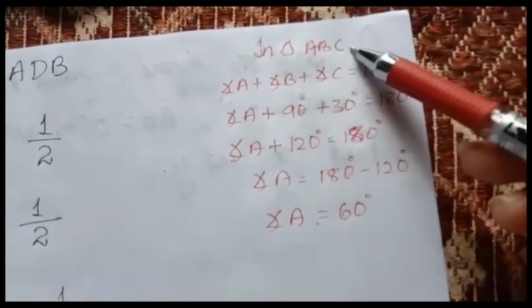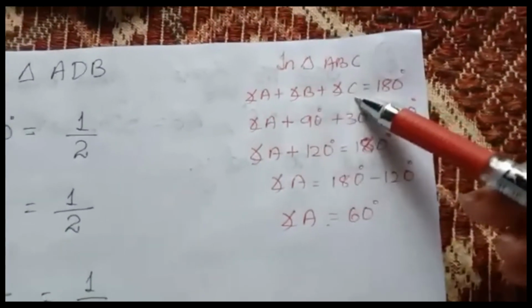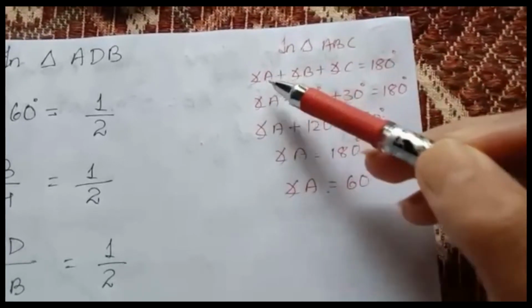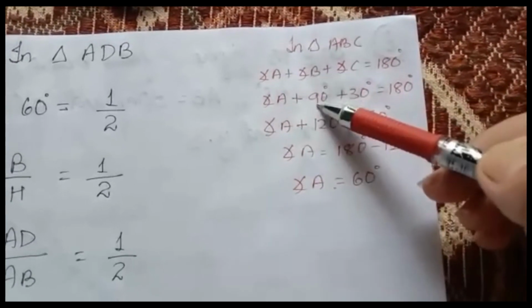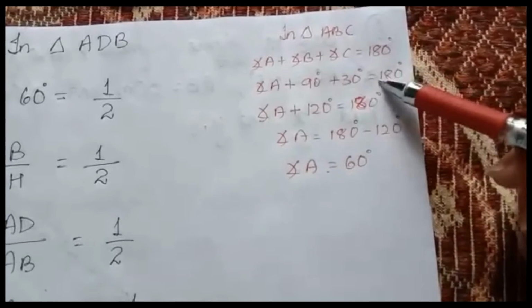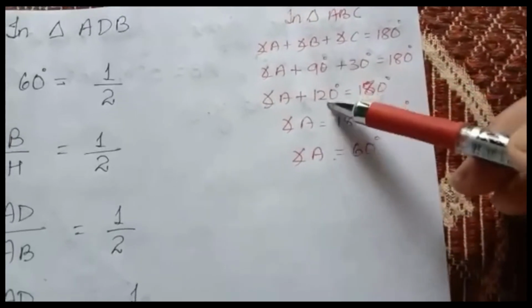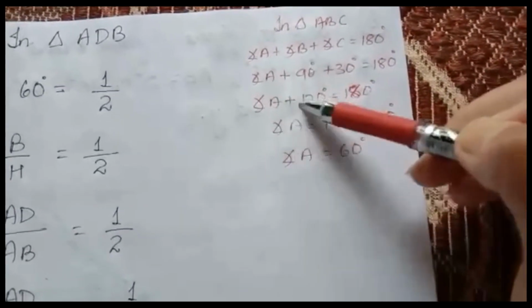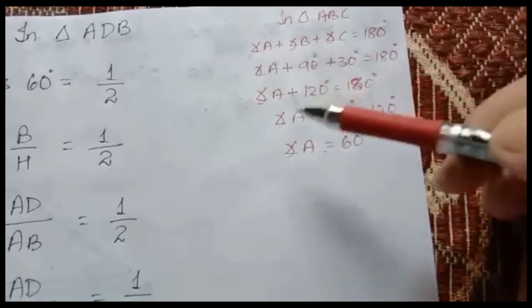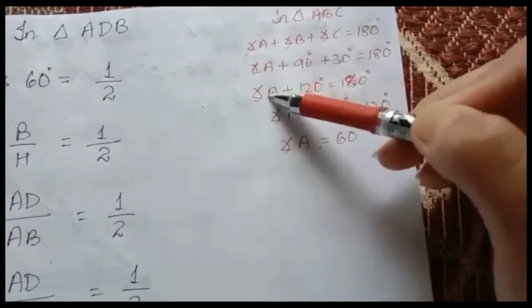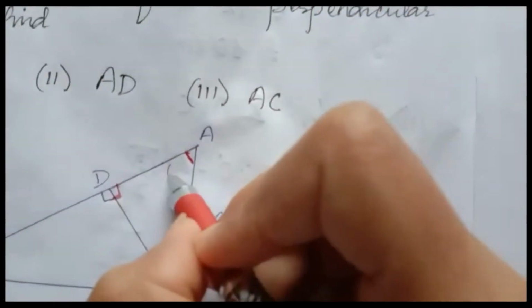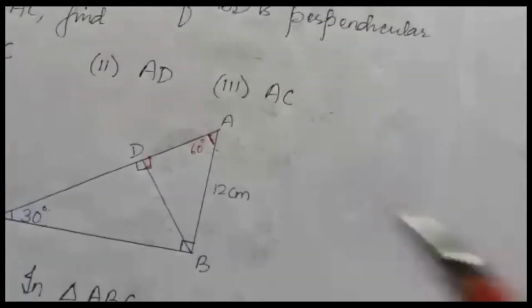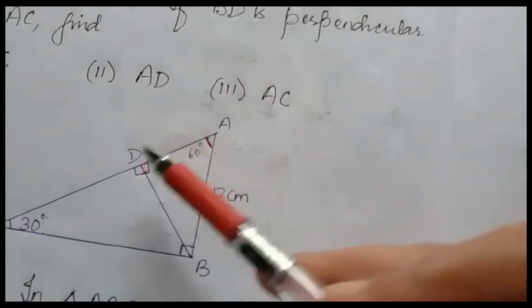In triangle ABC, angle A plus angle B plus angle C is 180. Angle A plus angle B is 90. Angle C is 30. So 180, 90 plus 30, 120. Angle A plus 120 is equal to 180. So angle A is equal to 180 minus 120, 60. So this will be 60. We got the value of theta. Now we can use this triangle to find AD.